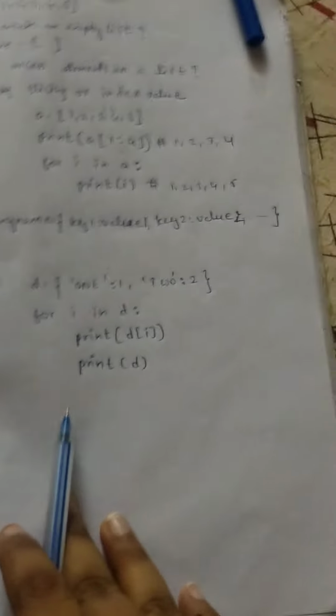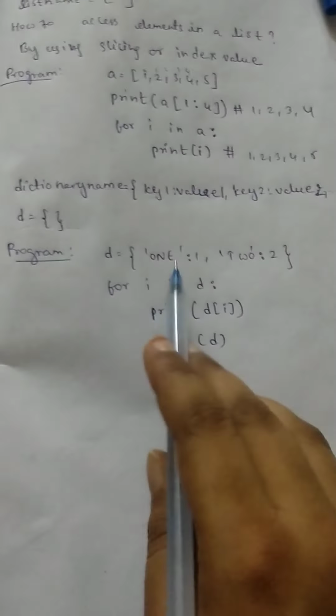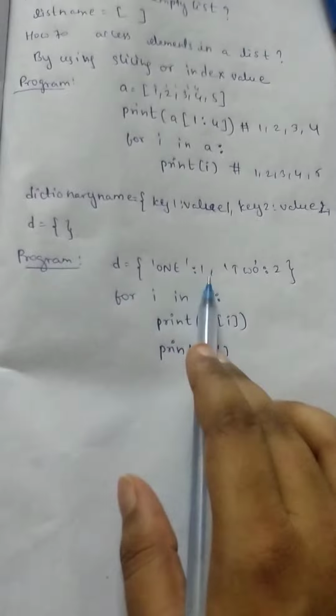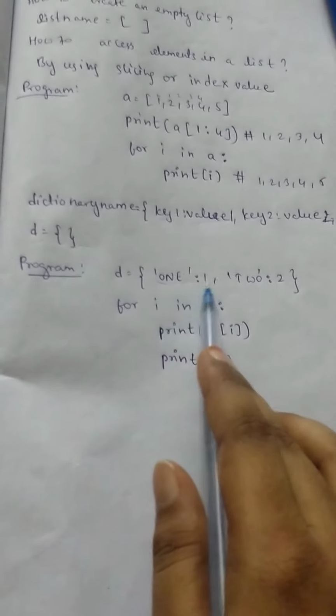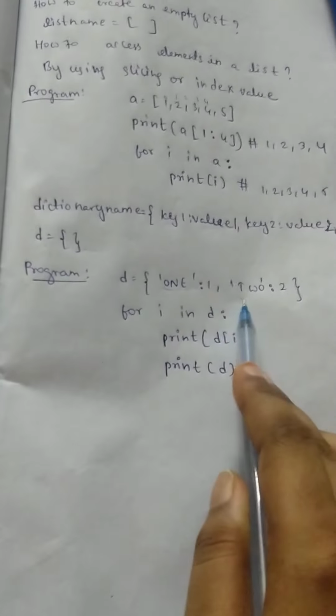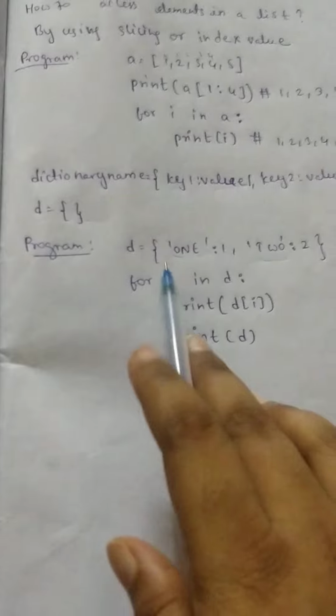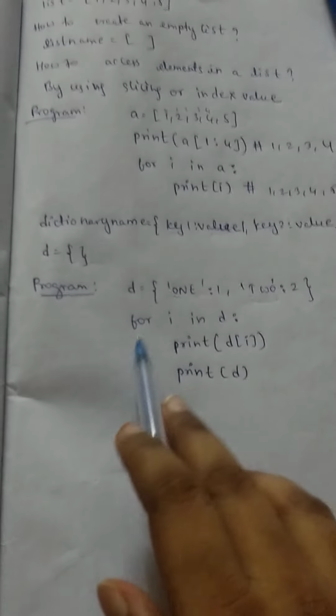Now I am going to explain how to access keys and values in a dictionary. Now I have created a dictionary. The name of the dictionary is D, equal to 1 colon 1. Here this 1 is key and this 1 is value, and this 2 is key 2 and this 2 is value 2. Now we can access the elements in a dictionary by using a for loop.